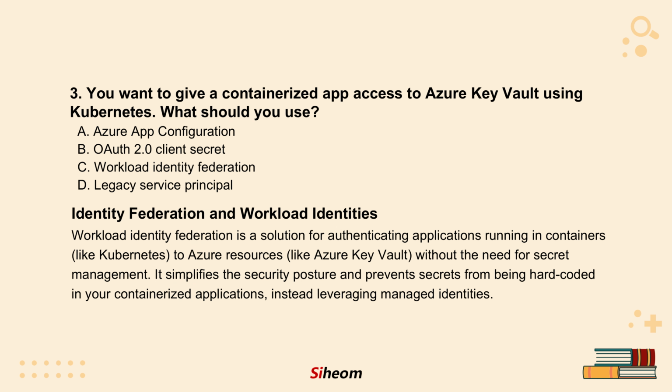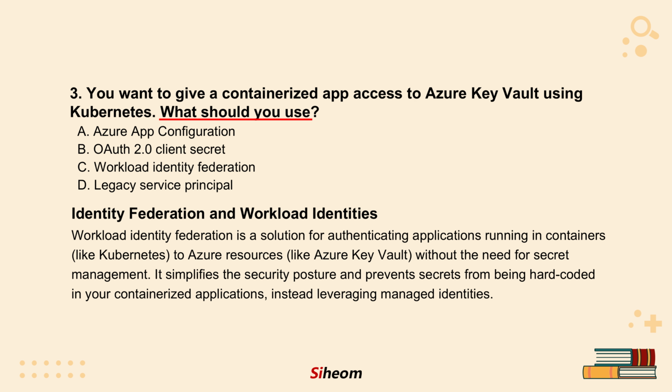All right, let's shift our focus now to applications, specifically containerized applications, maybe running within Kubernetes, that need secure access to sensitive information stored in Azure Key Vault. Securing app access to secrets is critical. So the question is, what's the recommended approach for granting that access? The options are A, Azure App Configuration, B, OAuth 2.0 Client Secret, C, Workload Identity Federation, and D, Legacy Service Principal. Which method provides the most secure key?